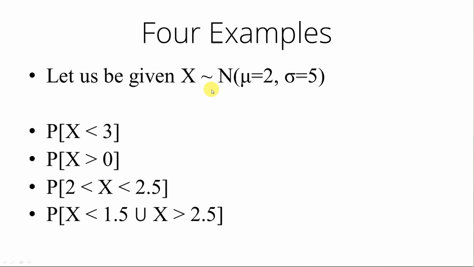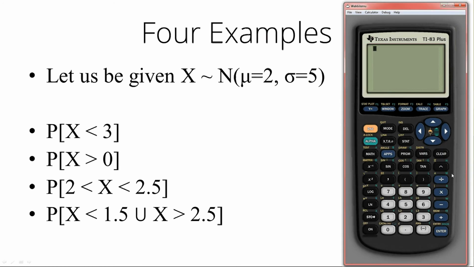Let's be given that x has a normal distribution with a mean of 2 and a standard deviation of 5. Let's bring up our calculator. Probability that x is less than 3. We're going to want to go into DISTR, which is second VARS. Select normalcdf.